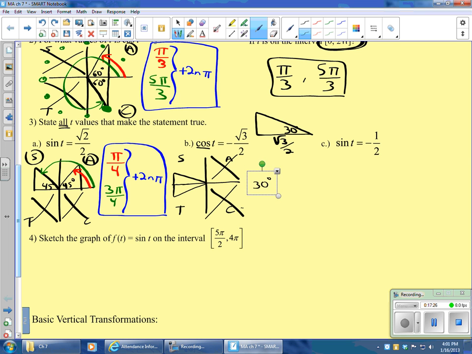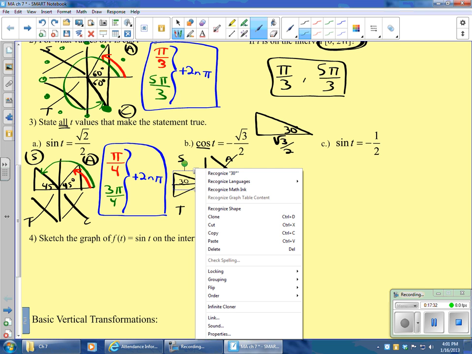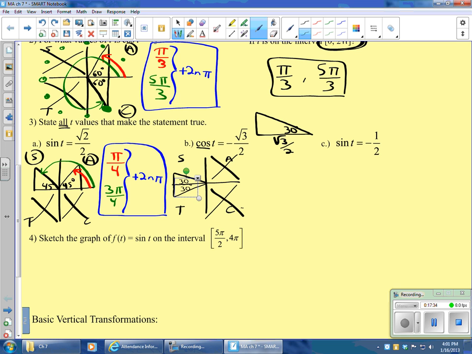So again, this means the 30 degrees could be here, or it could be down here. Okay, next thing is to actually figure out what are those angles from the positive x-axis. This is 5 pi over 6. And this other one is 7 pi over 6. Since it wants all answers forever, I say plus 2n pi.